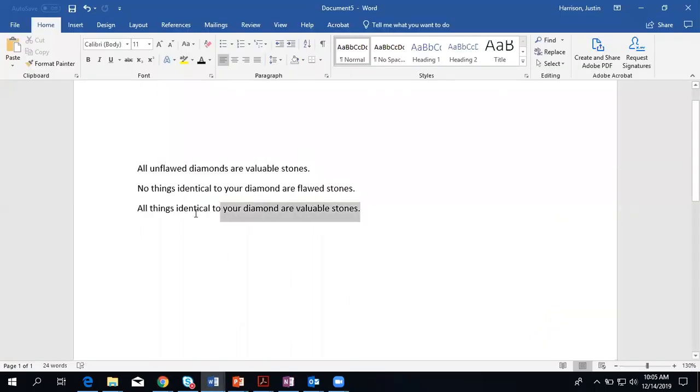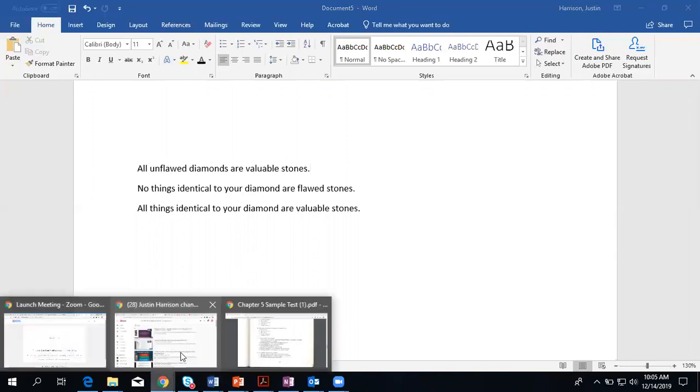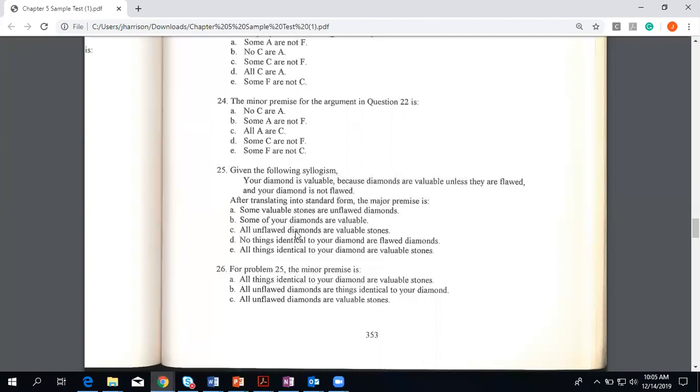So the conclusion is all things identical to your diamond are valuable stones. So we know that valuable stones is the major term, so it needs to be in the first premise. All unflawed diamonds are valuable stones. No things identical to your diamond are flawed stones. Thus, all things identical to your diamond are valuable stones. So the major premise is all unflawed diamonds are valuable stones.